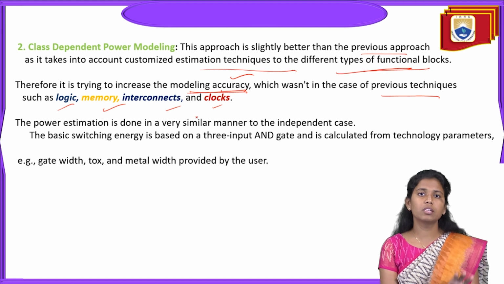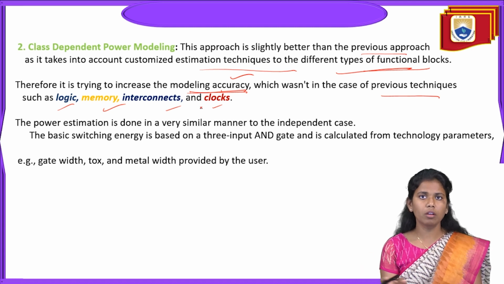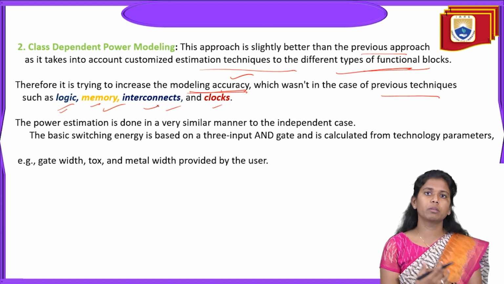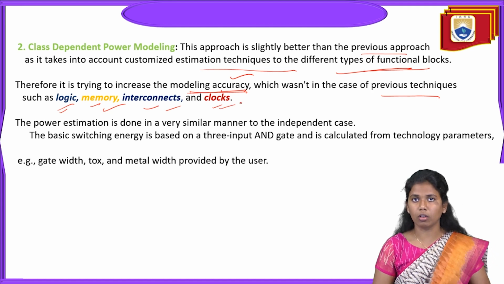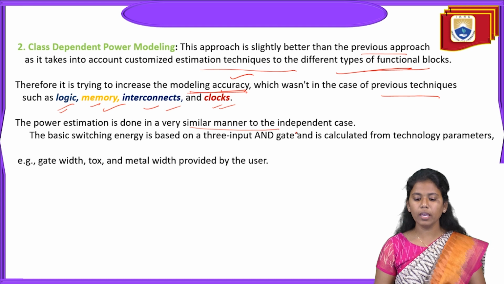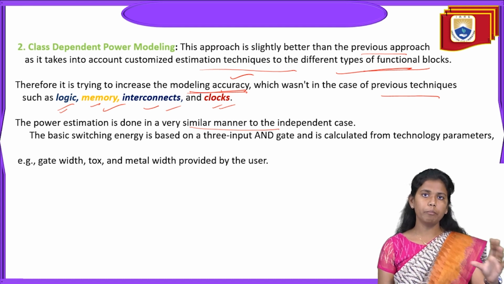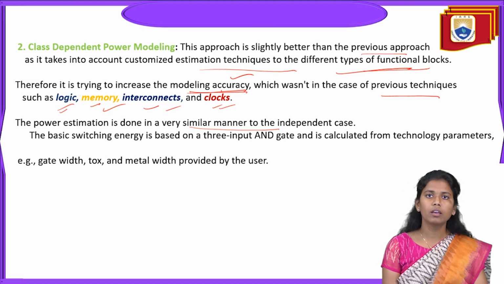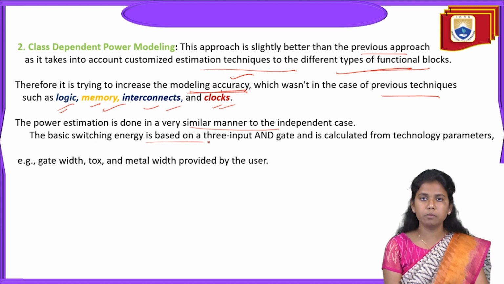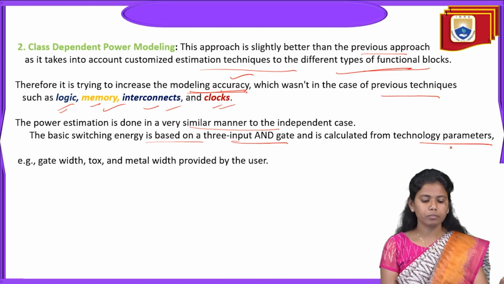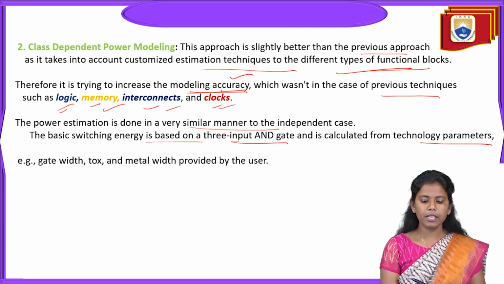In this particular case, we can easily check each and every functional block. We can check the memory, the logic, the interconnections among the peripheral devices, and also the clocks. And then the power estimation is done in a very similar manner to the independent case. When you compare with the independent case, in the dependent case the power estimation can be done very easily. And then the basic switching energy is based on 3 input NAND gates and is calculated from the technology parameters.